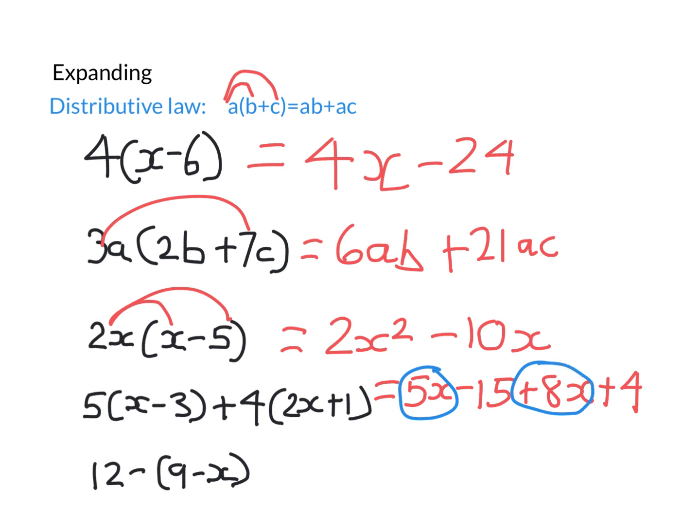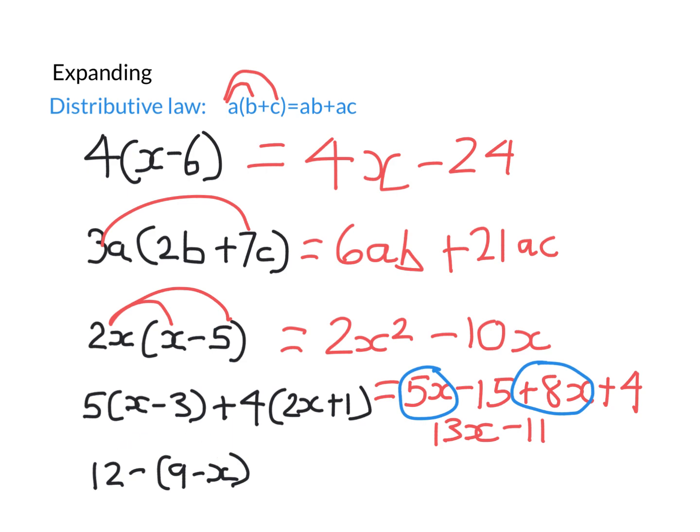5x plus 8x is 13x. Negative 15 plus 4, you can use your calculator if you need. They are like terms, and that just gives us negative 11. And then we're done. All right, something like this often trips people up.